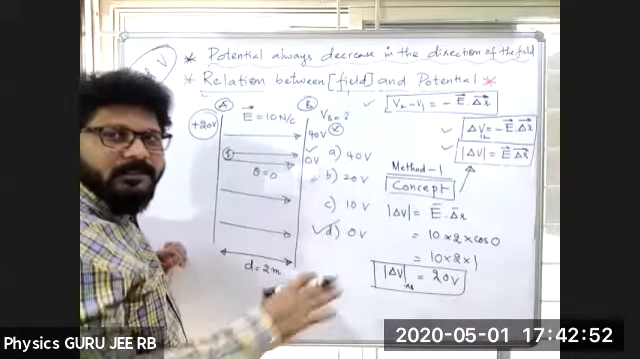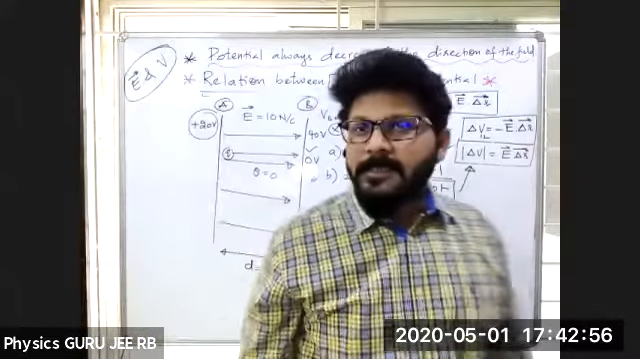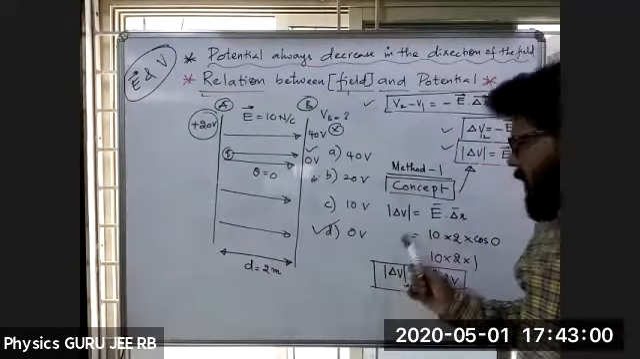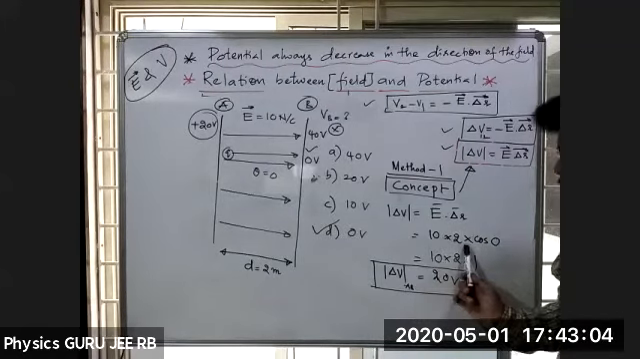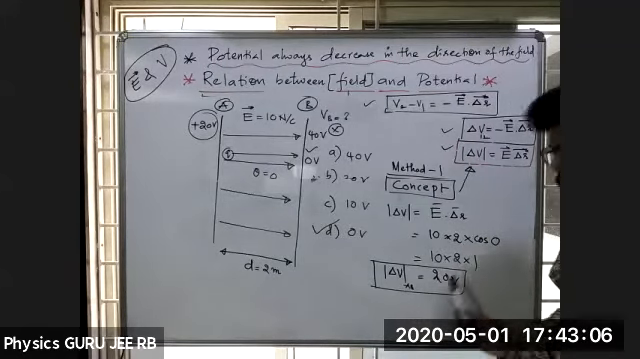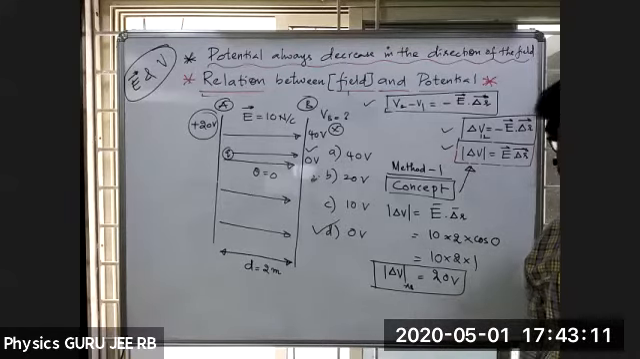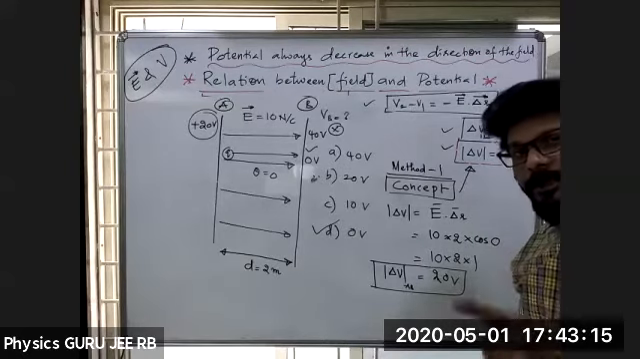This is the conceptual method. In the conceptual method, what are we doing? Just simply taking the formula delta V is equal to E into delta R. So that is 10 into 2 into cos 0, which is 10 into 2, so delta V from A to B is 20 volts. 20 volts is the potential difference.